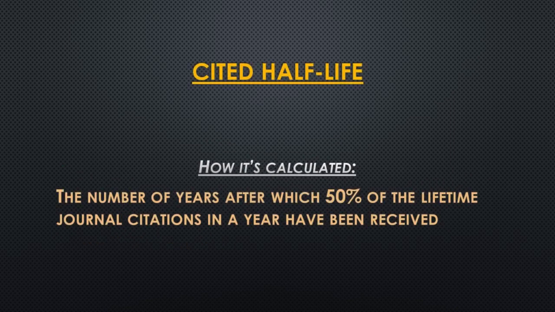Cited half-life. Cited half-life measures the longevity of research. It reflects how long research continues to be referred to and cited after it's been published. How it's calculated: the number of years after which 50% of the lifetime journal citations in a year have been received.